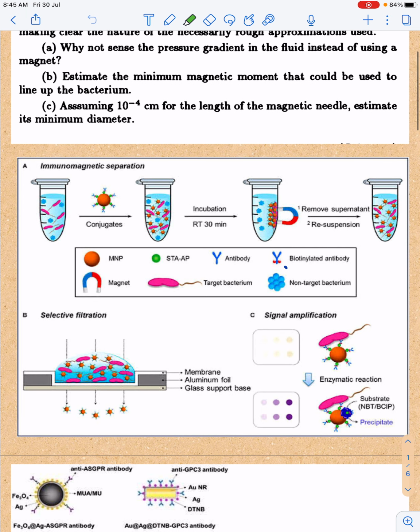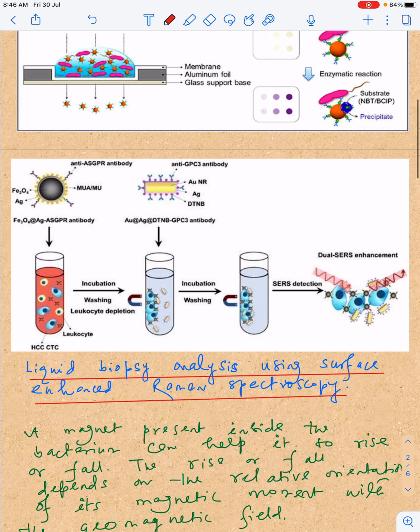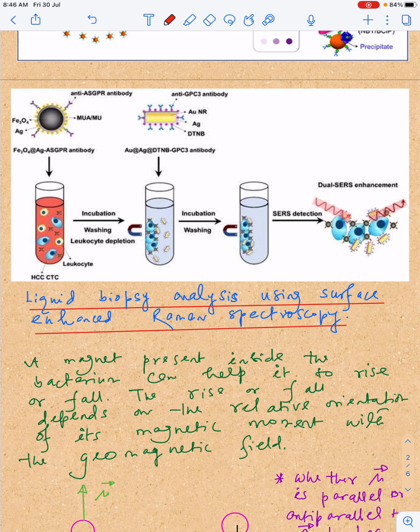So as an example, as a proof, you can see that I have kept one diagram over here. Here you can see that there is a mechanism going on to remove the supernatant with the help of a magnet. You can see the magnet is here, right? So that means those bacteria have a magnetic property in them. There is another diagram also that I have kept over here. You can check that this is basically a liquid biopsy analysis using surface enhanced Raman spectroscopy, in which through using a magnet, the incubation time is being separated and the bacteria are being separated from one another.